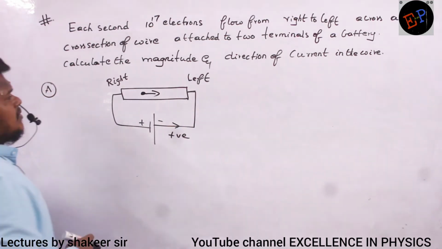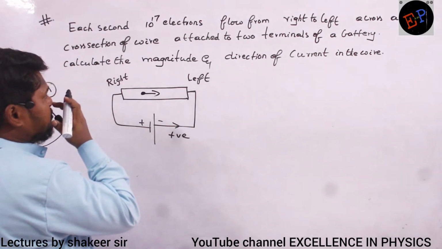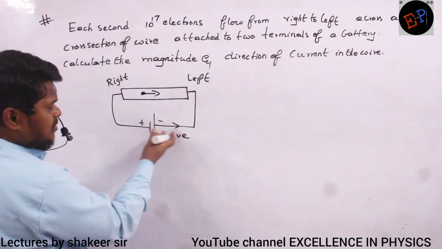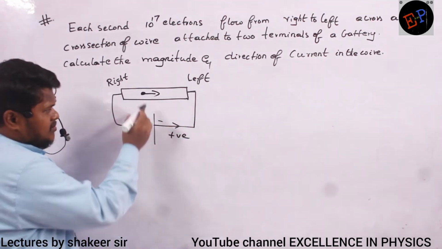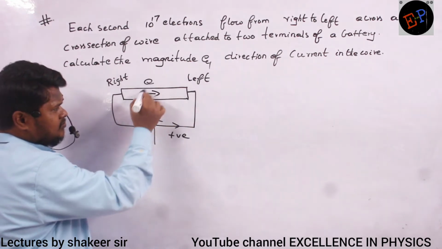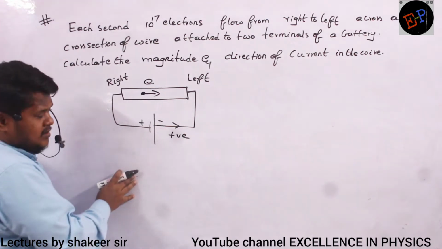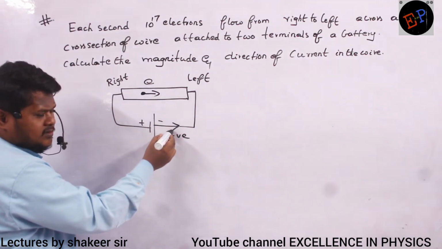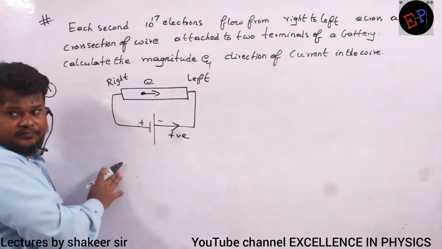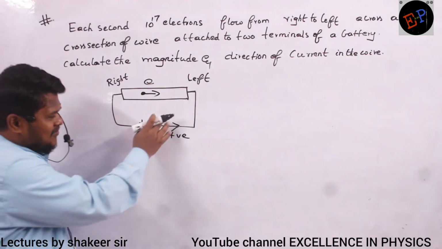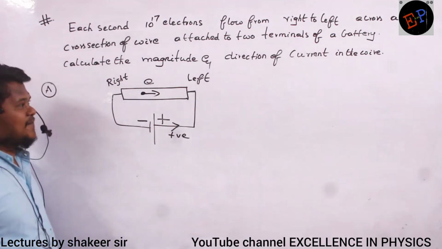So then what is the strength of current and magnitude of current? Direction of current we have already drawn. My electrons are moving in this direction, so the opposite direction should be the direction of positive charges. Current always flows from which direction to which? Positive terminal to negative terminal. This is the direction of current flow.